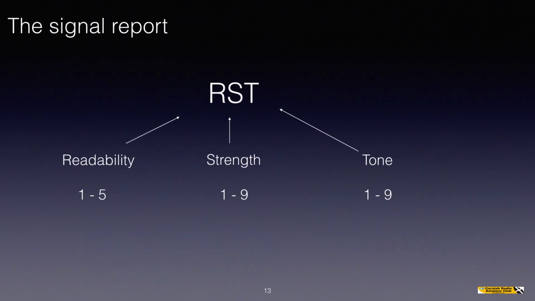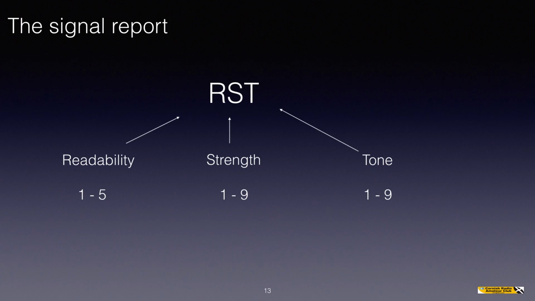And here then is the signal report. It can be either 2 or 3 figures. It's readability, strength, and, if you're using Morse, tone. The readability is between 1 and 5, the strength is between 1 and 9, and then the tone is between 1 and 9. So in the previous example, we had 5-7, 57, we had 5-9, 59. If we were using CW or Morse, we might have 599, and so an additional figure is added to represent the tone, how pure the tone sounds to the person listening to it.